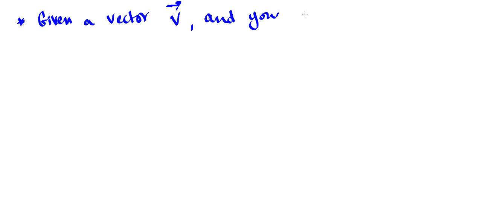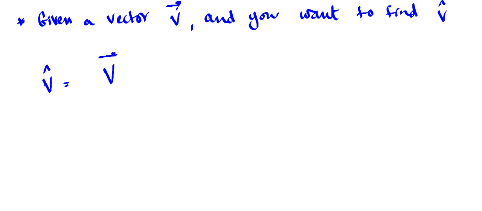So if you are given a vector and you want to find the unit vector, well, you just divide it by its magnitude. So in this case, you just divide the vector by its magnitude, then you'll have a unit vector.